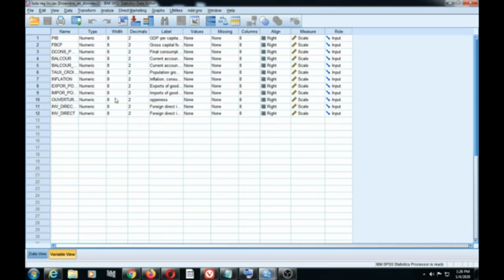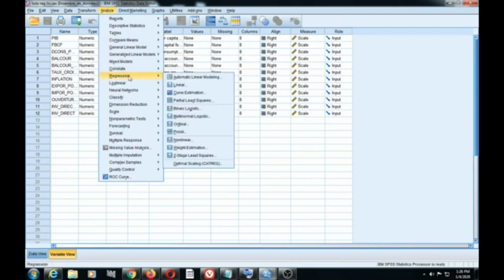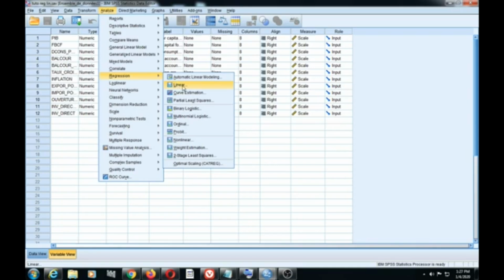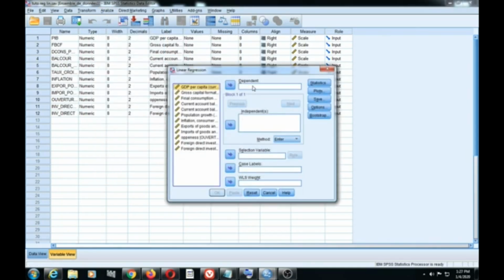So to run a linear regression in SPSS, you just need to go to Analyze and Regression. When you are in Regression, you click on Linear. Then you have this dialog box that gives you the opportunity to choose a dependent and the independent variables. The dependent variable here is the variable that we are going to explain, which is GDP per capita. So we use the arrow to pull it into the dependent variable space.